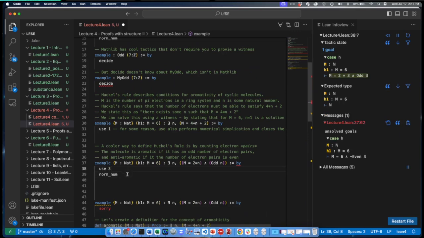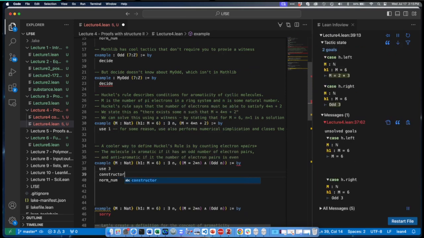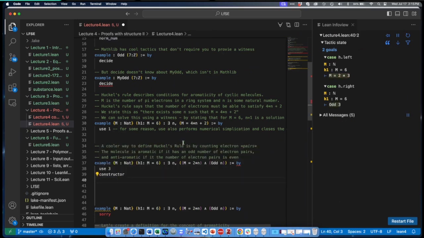But yes, now Arshak and Gonzalo are saying we have constructor. Okay, so I'm going to do constructor first. Constructor is going to break this out. Now we have 2 separate goals. So how do we prove the first goal? I'll take away norm num. Now we need to address the first goal. How do we prove that m is equal to 2 times 3?